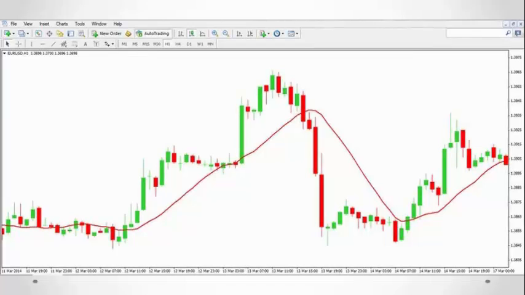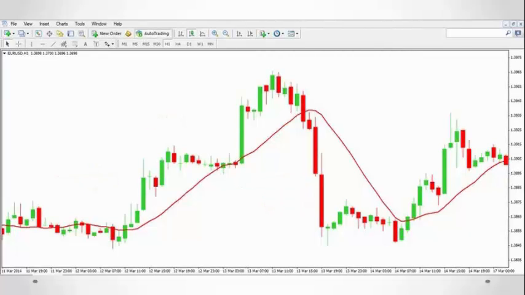If we look at this indicator on our chart, what does it really tell us? Moving averages are excellent trend indicators. So the basic concept when trading moving averages is when the market or the candles are above the moving average line, the market is considered bullish. And when the market or the candles are below the moving average line, the market is considered bearish.